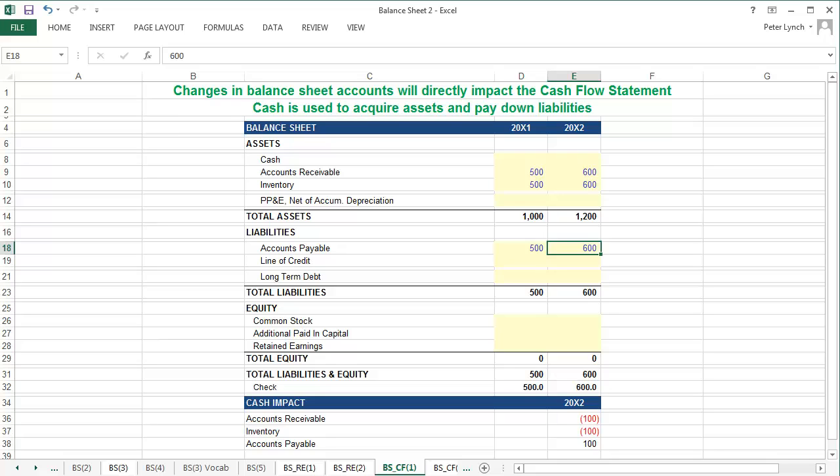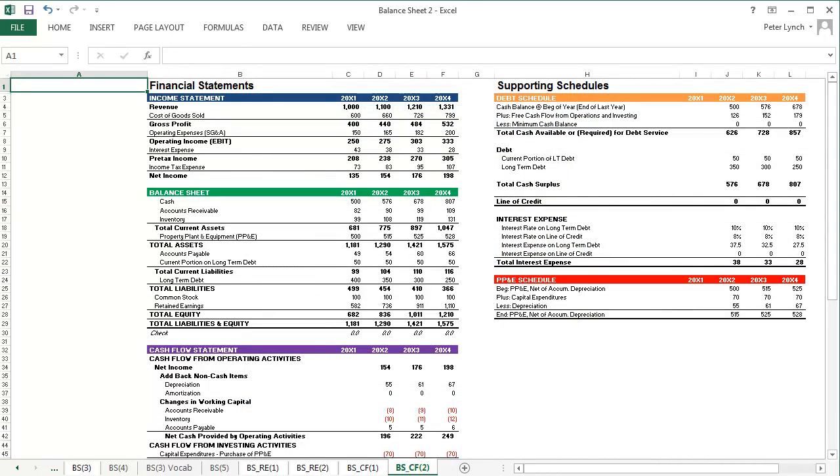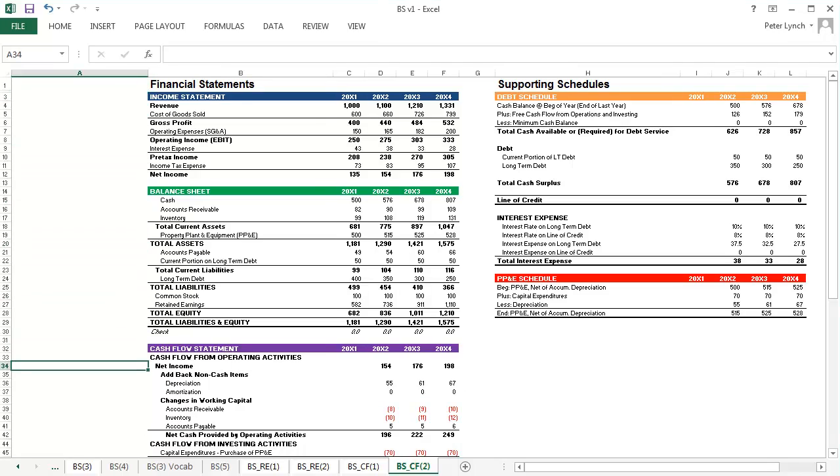This relationship between the balance sheet and the cash flow statement is also visible in our fully integrated model. If we go down to changes in working capital in our cash flow statement, you'll see that cash flows are negatively impacted by growing asset accounts and positively impacted by growing liabilities.